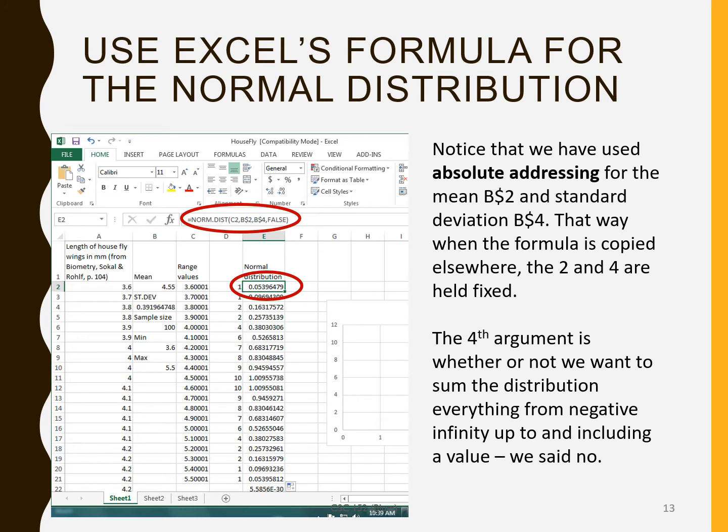And then the FALSE, that fourth argument. Remember, the arguments are the things in the parentheses. The last one is an argument saying FALSE. And this is going to be that we're not going to be accumulating all the results, but just talk about what's in that one bin. And that's what the FALSE means.